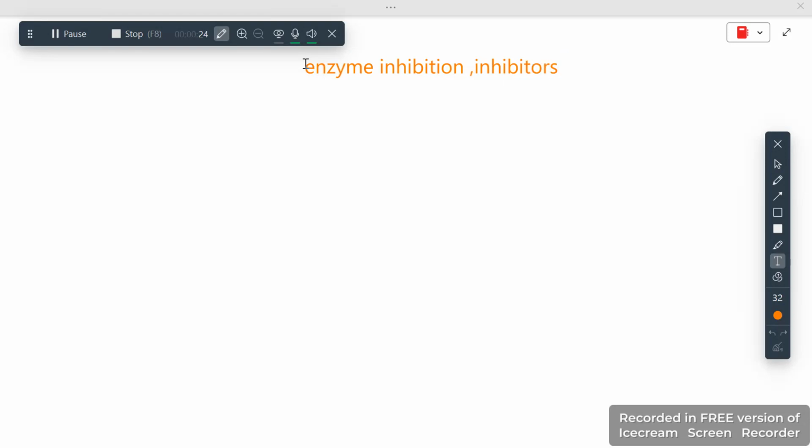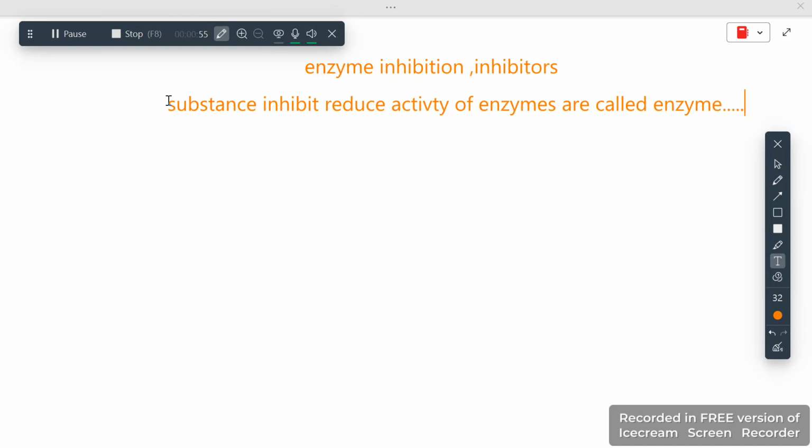So what are these? The substance which inhibit, inhibit simply means reduce. The substance which inhibit or reduce activity of enzymes are called enzyme inhibitors. Okay, enzyme inhibitors, I'm just writing like this.